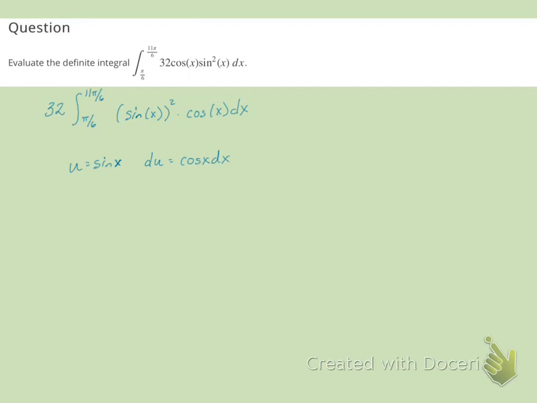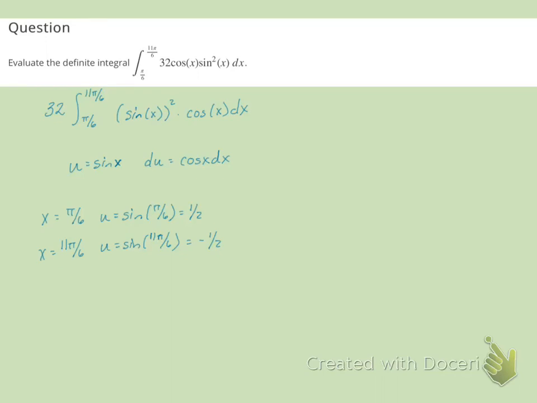So that part's nice. I don't have to do any division, but I do have to replace my limits of integration. So when x equals pi over 6, then u is going to equal sine of pi over 6. Sine of pi over 6 is 1/2. When x equals 11 pi over 6, we're going to have u equal to sine of 11 pi over 6. That's in the fourth quadrant where sine is negative, so this is going to be negative 1/2.